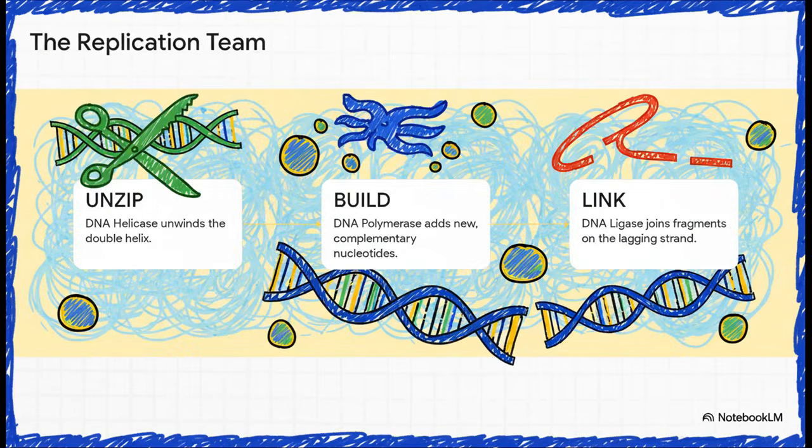To get this job done, the cell uses a team of specialized enzymes. Think of it like a construction crew. First, you've got DNA helicase. It acts like a zipper, unwinding the 2 strands. Then comes the master builder, DNA polymerase. It reads the template and adds the correct new bases. And finally, you have an enzyme called DNA ligase, which acts like glue, linking any little fragments together to create a perfect, seamless new strand.